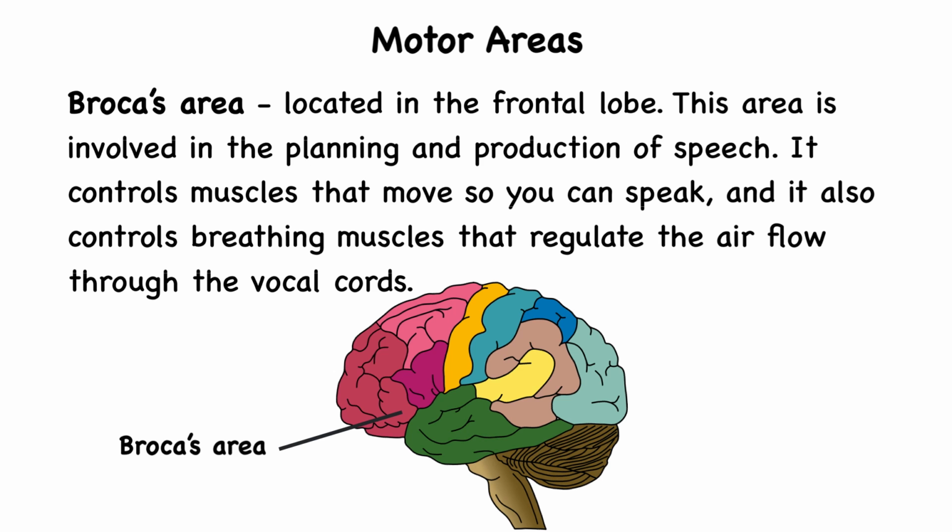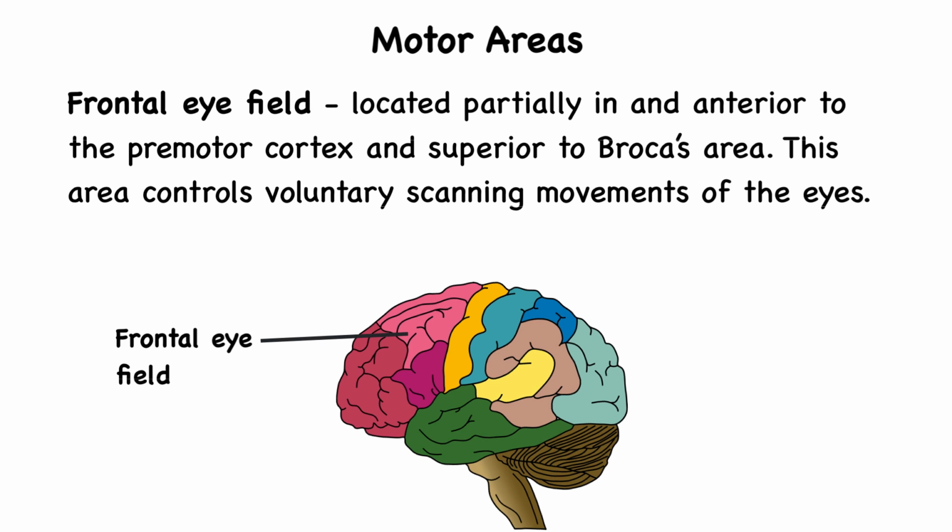The frontal eye field is located partially in and anterior to the premotor cortex and superior to Broca's area. This area controls voluntary scanning movements of the eyes. And then we'll take a look at the different association areas.